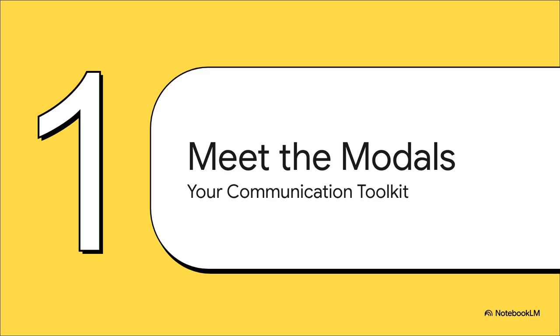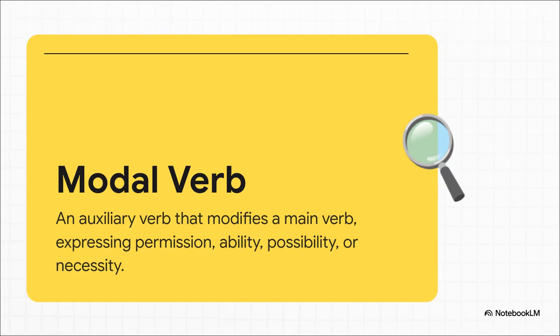So, what are these powerful little words called? Well, they're a key part of your communication toolkit. Let's get to know them. All right, they're called modal verbs. The easiest way to think about them is as helper verbs. See, they can't really work on their own. They need to team up with a main verb. And when they do, they add all these extra layers of meaning, things like possibility, permission, or that strong sense of necessity we just saw.